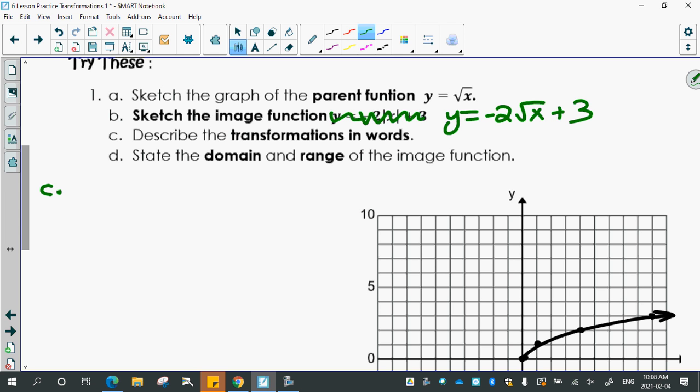So I like to look at that negative sign and say that there's a vertical reflection. So I know that when I draw it, instead of going upwards for my image, I'm going to be going downwards for my image. Okay? So I've taken care of that negative sign there. Then I look at the 2 and I say, okay, I know there's going to be a vertical stretch by a factor of 2.